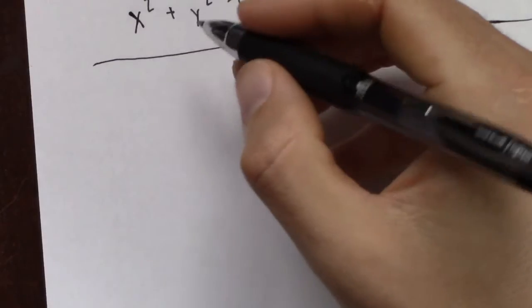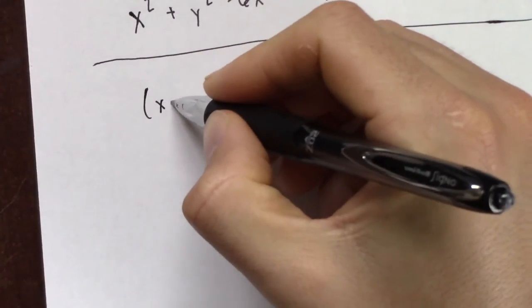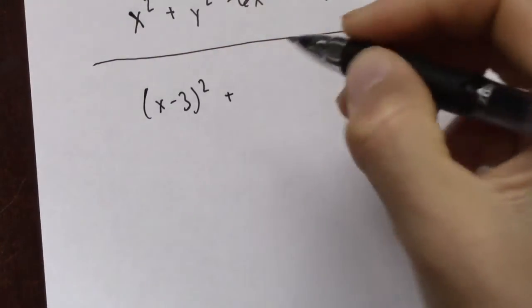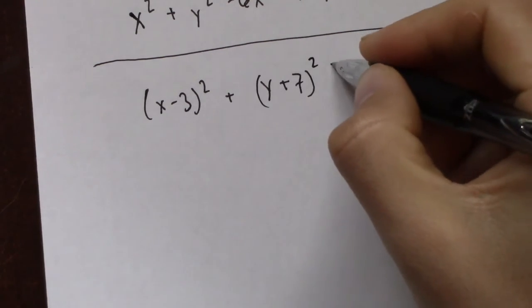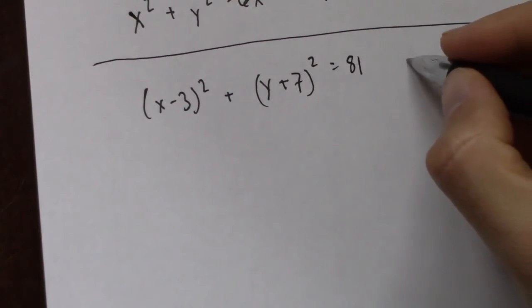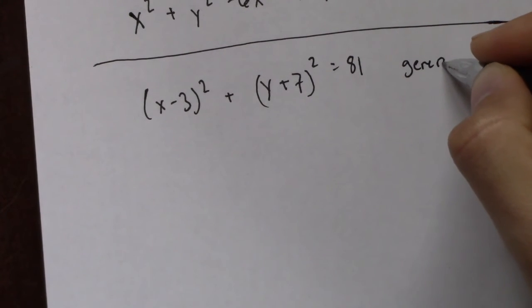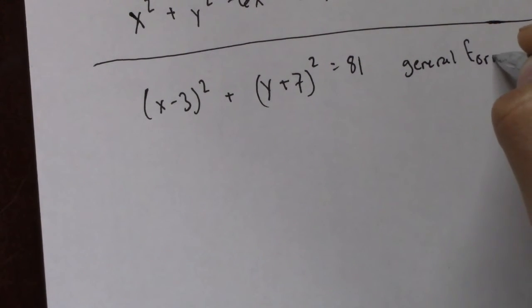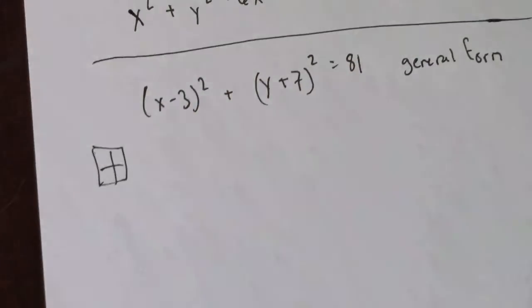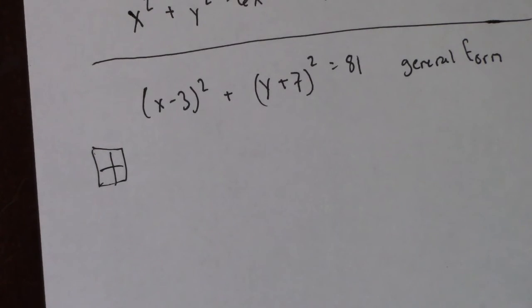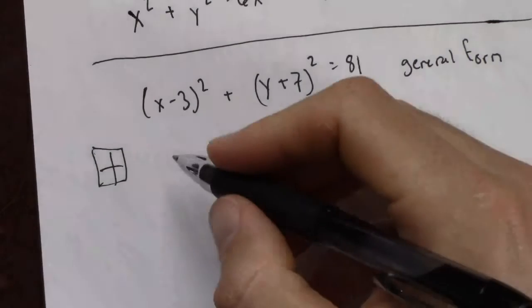I'm going to jump to x minus 3 squared plus y plus 7 squared is equal to 81. And we want to turn this into general form. So in order to turn this into general form, I need to multiply things out. Again, you may make the boxes in order to multiply things out. You may also already recognize the shortcut, to which I have the following.